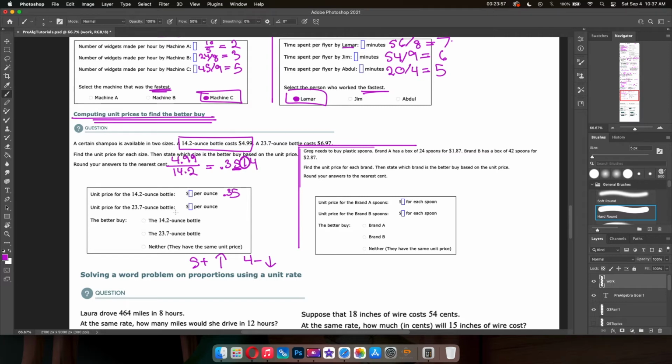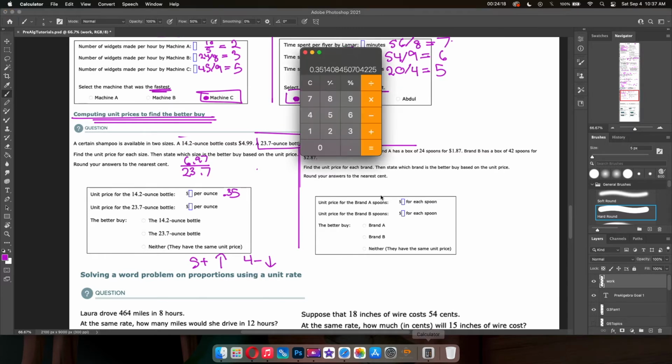Then, can I afford to erase all my work? I'll risk it. My next one, they have in a new sentence over here. And again, money goes first because they tried to trick me just now. 6.97 over 23.7. Pull out my handy calculator. Why do I have to triple click you? There you go. Good calculator. Clear. What do we have? We have 6.97 divided by 23.7.